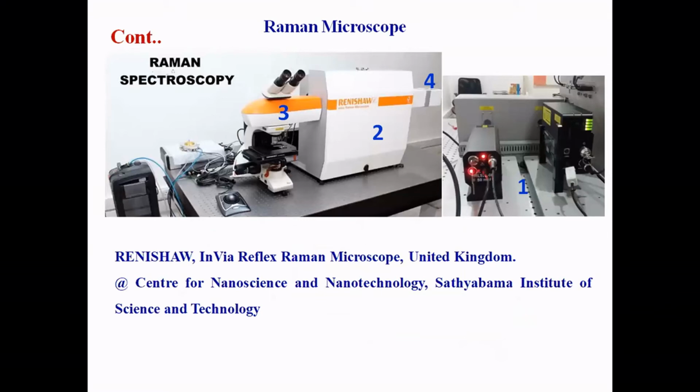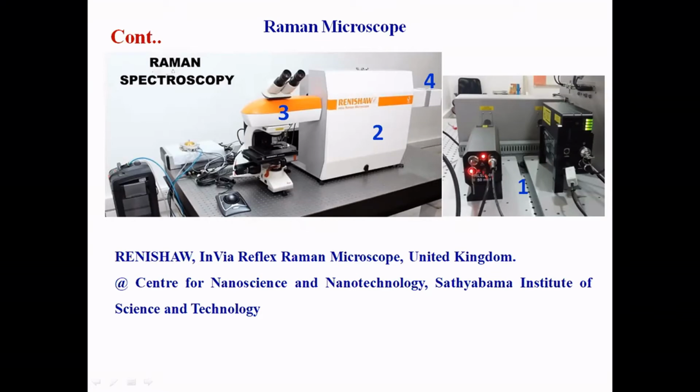What we have at our institute is a Raman microscope from the United Kingdom. As we can see the numbers, the first one is the source here. We have two laser sources here. One is 532 nanometer and the other 785 nanometer, and they produce monochromatic light that passes through the spectrometer and reaches the microscope.